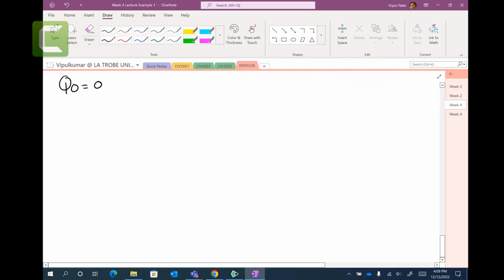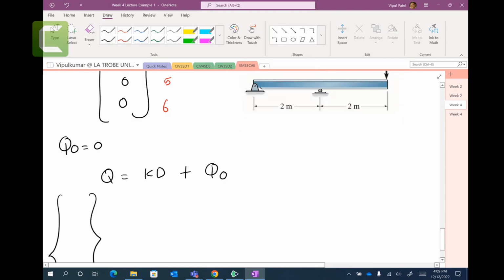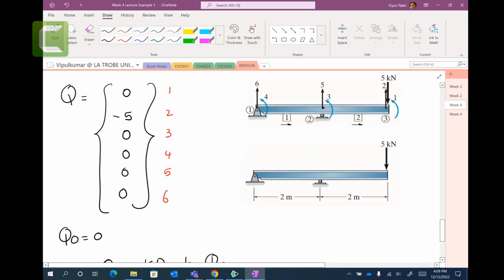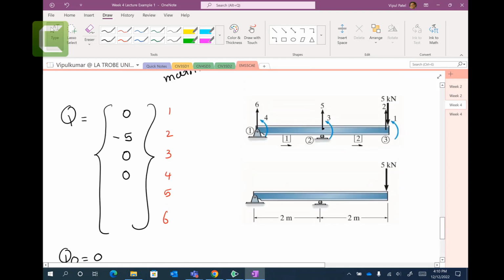What we're going to do is Q equals KD plus Q0. Now we've got Q. That's here: 0, -5, 3, 4, 5, and 6, 0. So there are 6 zeros. By the way, we need to find those reaction forces. Here 5 and 6 are not 0, and I can show you.